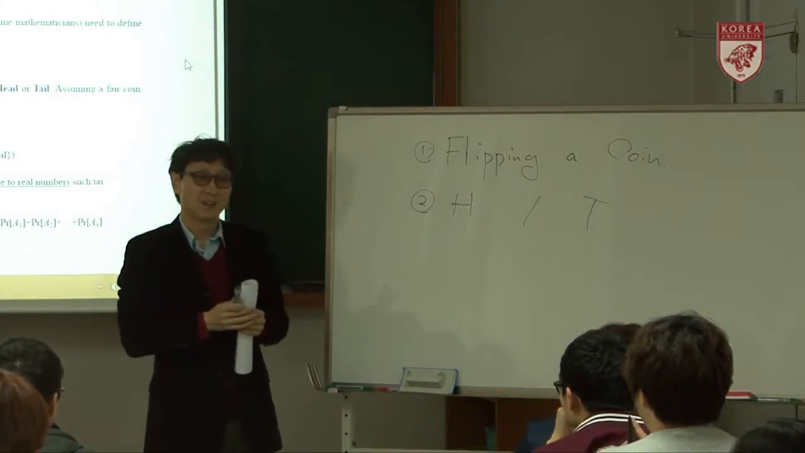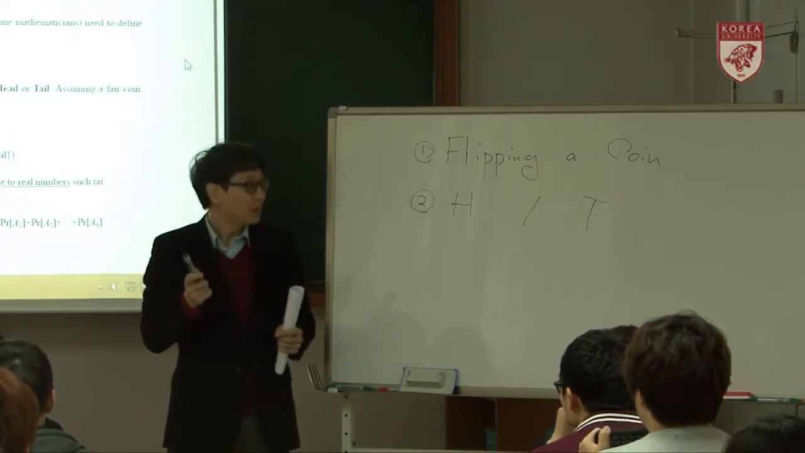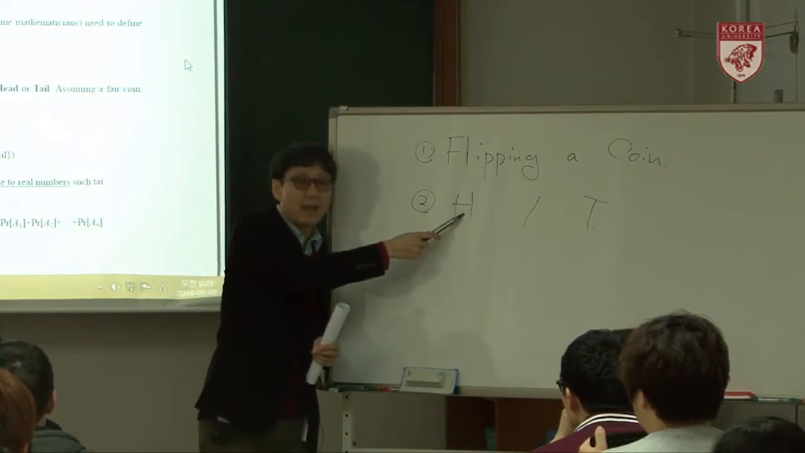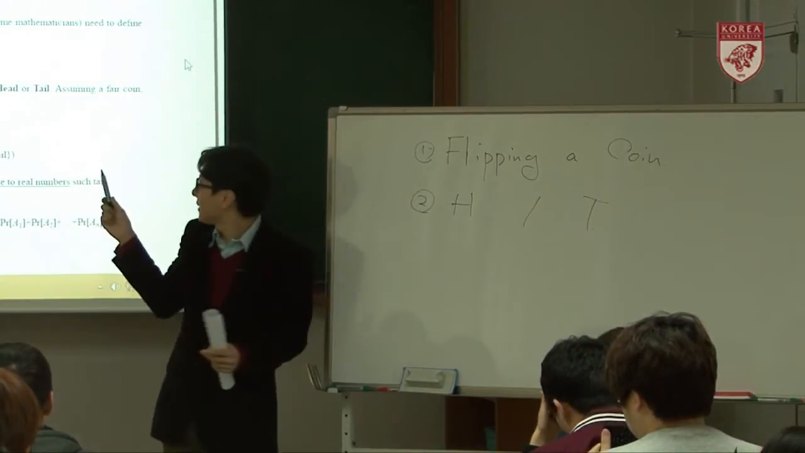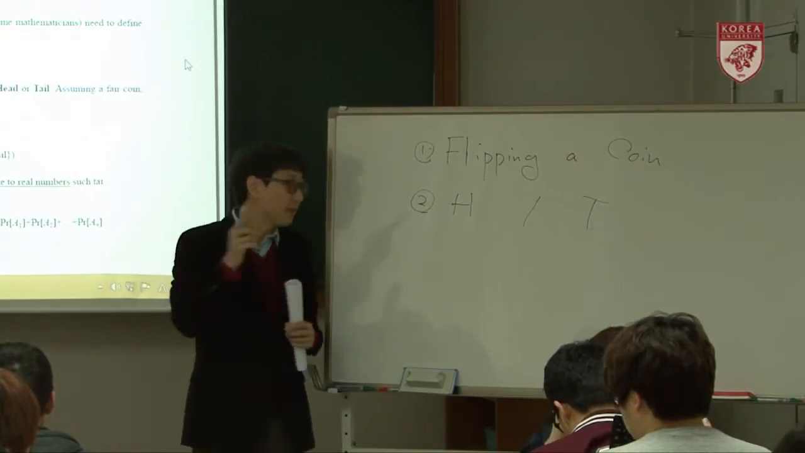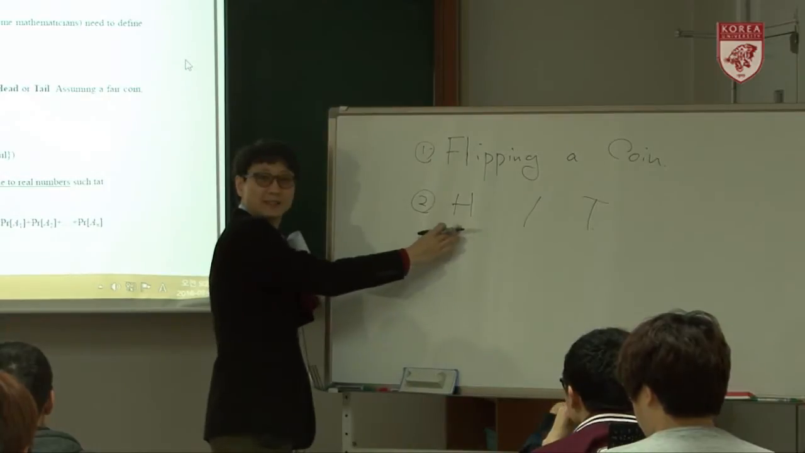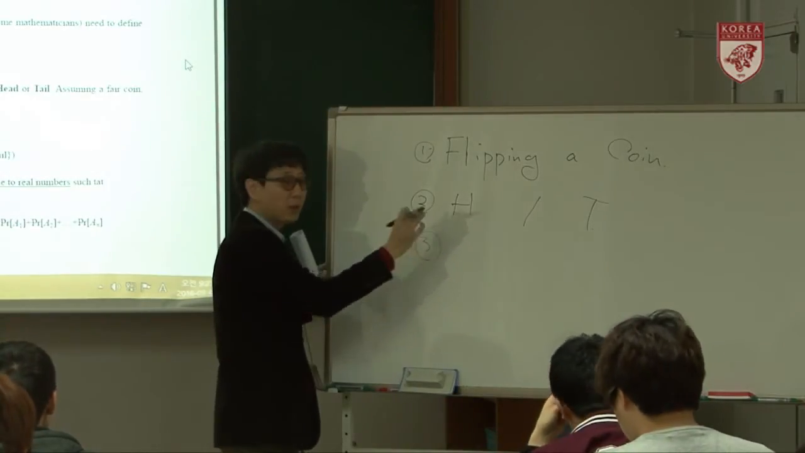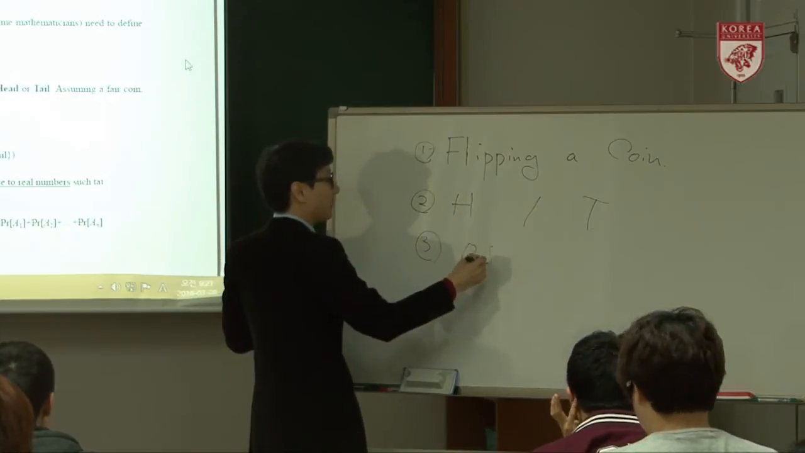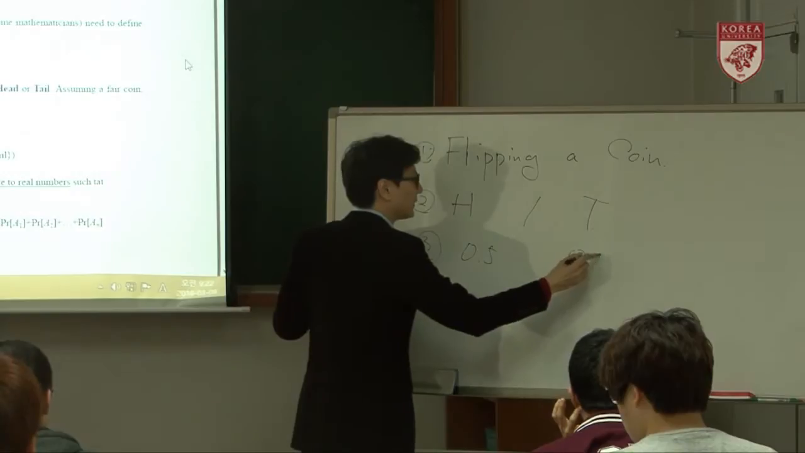But when we do a fair coin flip, it's head or tail. Okay, so the outcome can be head or tail. And here, what's the probability of a head? If we are assuming a fair coin, 0.5. And the probability of a tail is also 0.5.